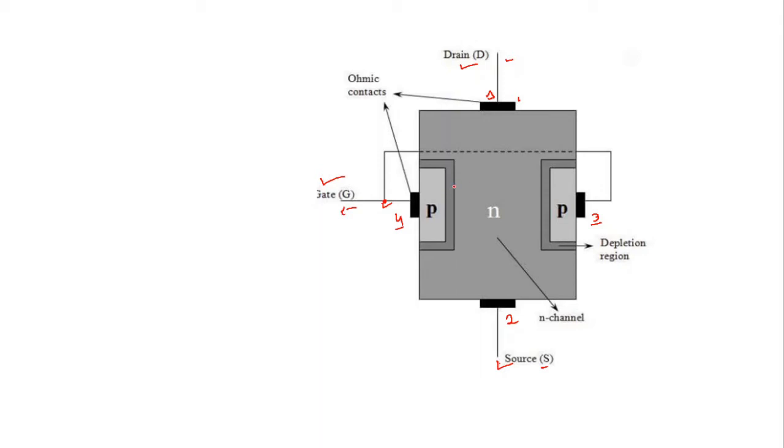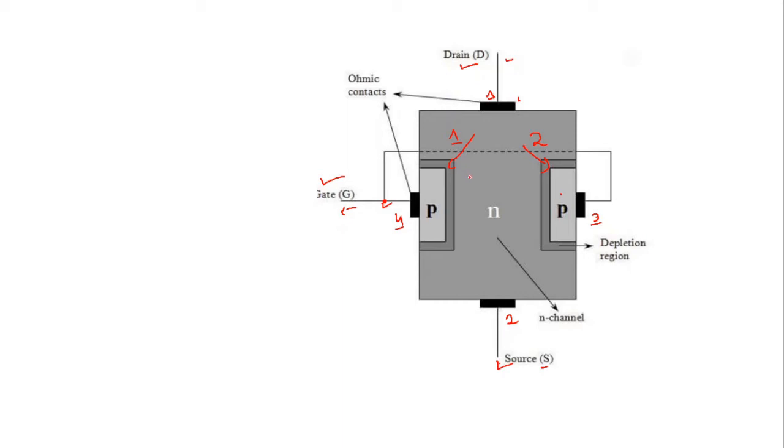Also, we have two PN junctions here. One PN junction here and the other PN junction here. Because we have two PN junctions, we have two depletion regions. One depletion region and second depletion region. Remember that the depletion region is depleted of free charge carriers. There are no free charge carriers in the depletion region, so the depletion region does not help in the conduction. So this was all about the construction of the junction field effect transistor.